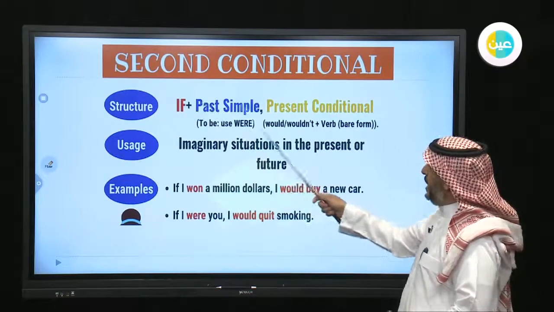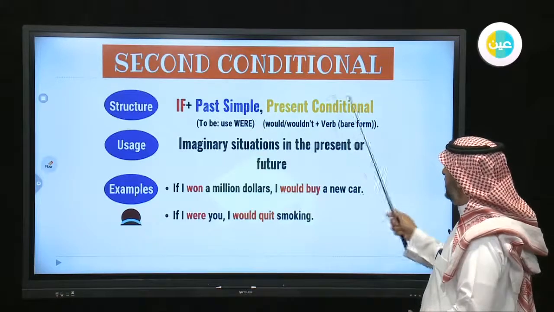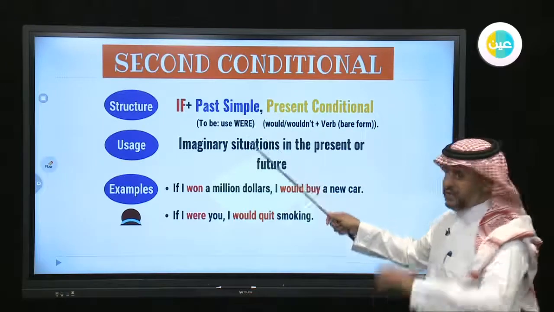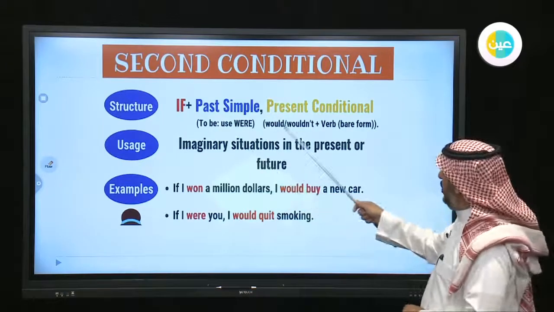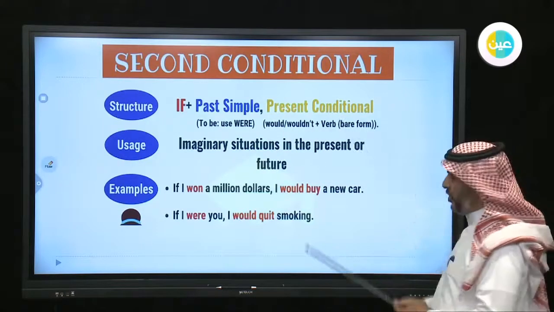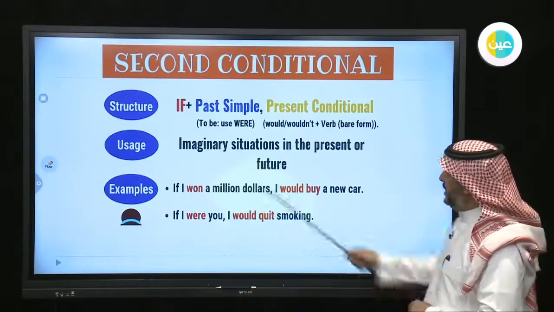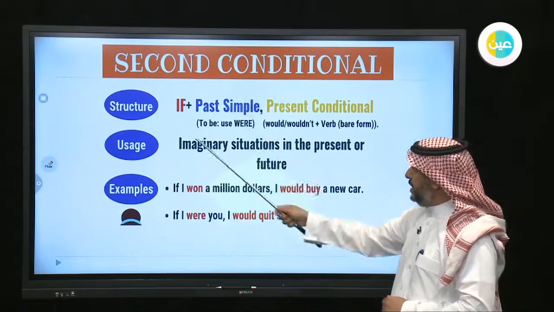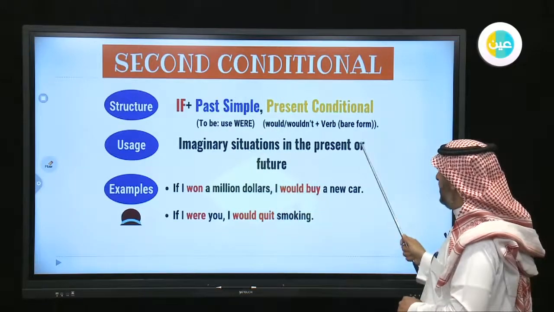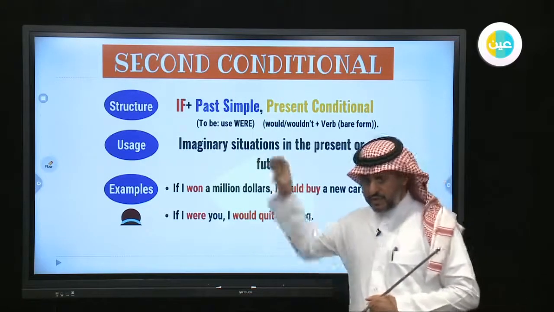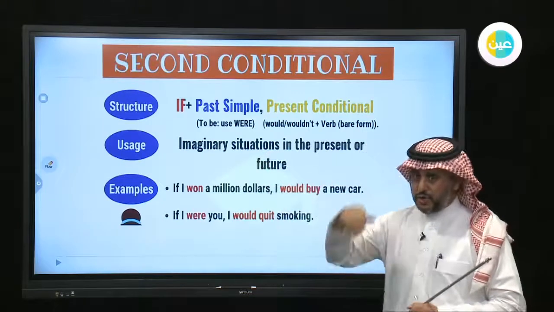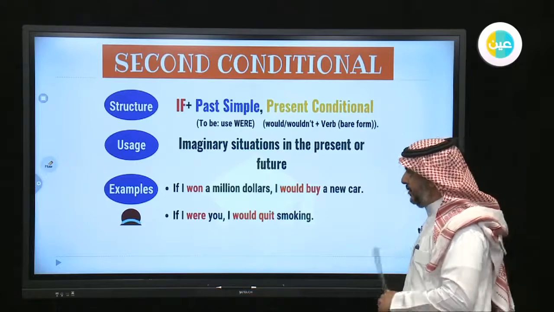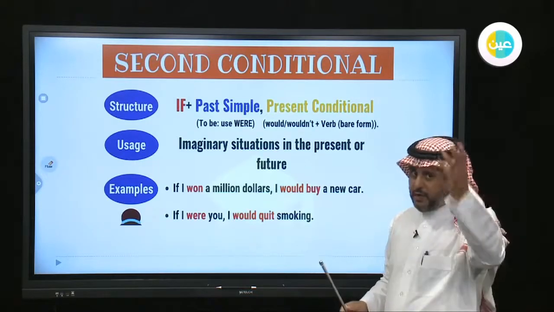Second conditional: if plus past simple, comma, present conditional. Would, wouldn't, plus the bare form of the verb, infinitive form, فعل في المصدر. We use this kind of clause, second conditional, for imaginary situations in the present or future. في مواقف خيالية في المضارع أو المستقبل.